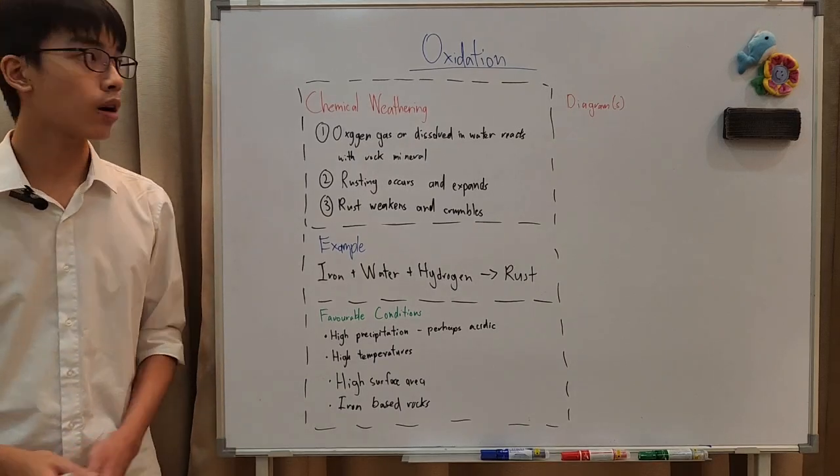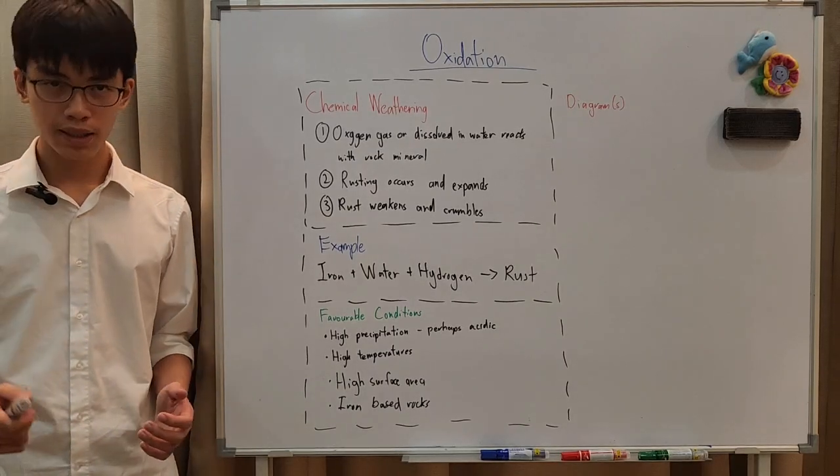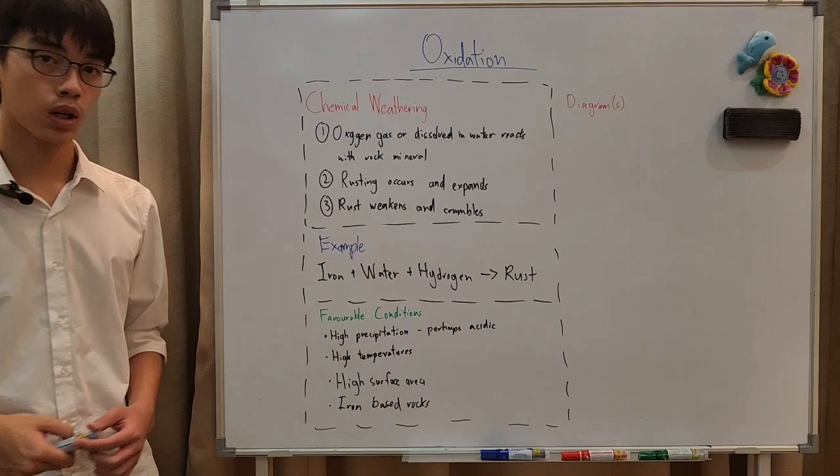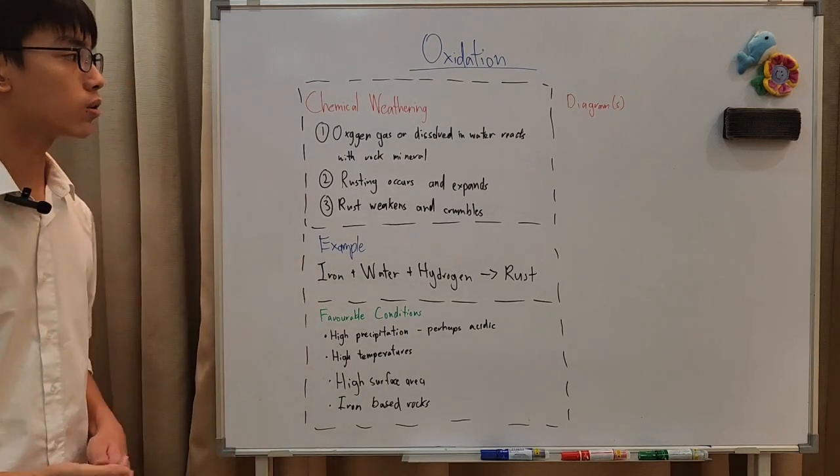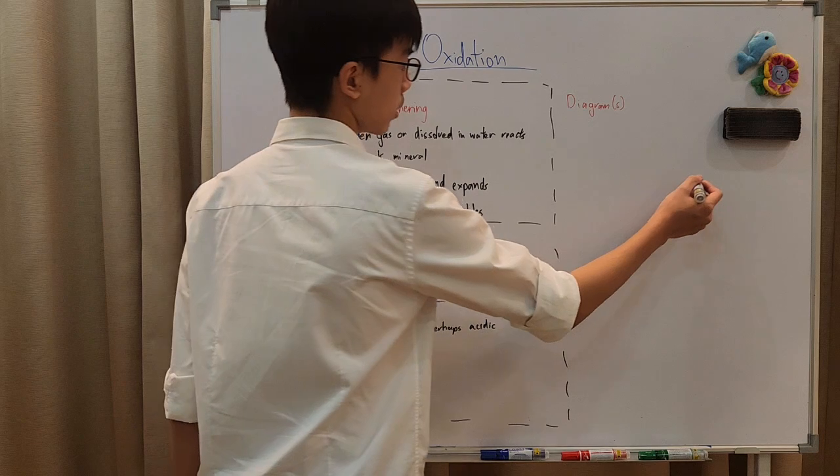Hi everyone, let's talk about oxidation. So oxidation is a type of chemical weathering, and here are the steps laid out, and we can put it on a diagram. So let's draw a rock with a mineral in it.